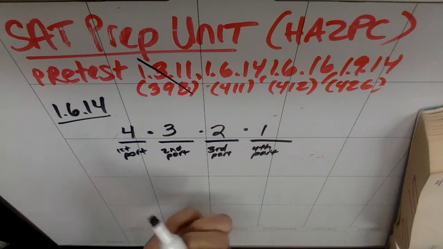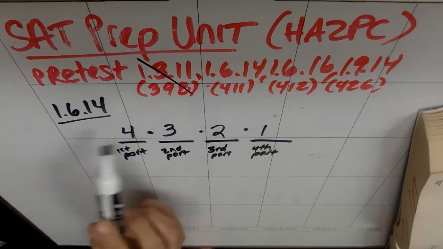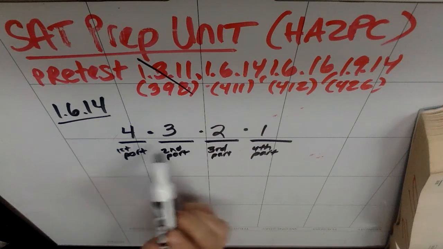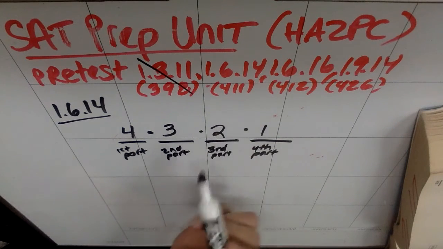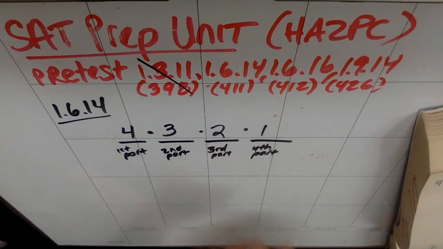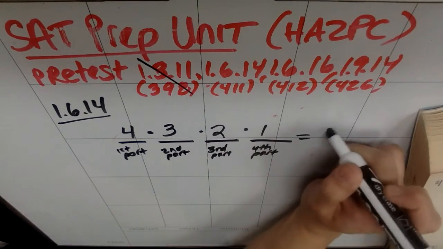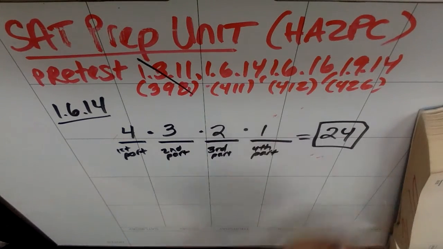So the fundamental counting principle says that I take the number of ways I can do the first thing, which is 4, times the number of ways I can do the second, which is only 3, times the number of ways I can do the third, which is only 2, and then times that 1 way to pick the 4th part, and I end up with 24 ways to do this, which is the correct answer.